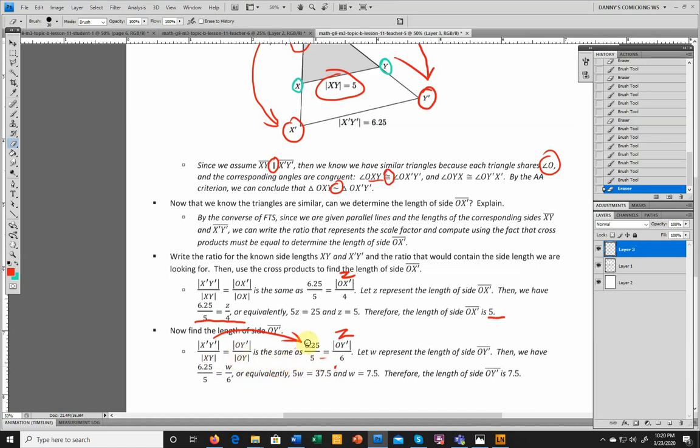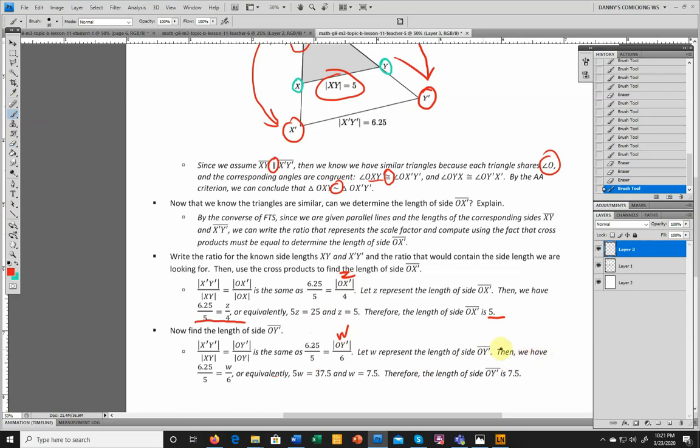So, let w represent the length of side OY prime. They said w, so we're going to do that instead of z, because it's a different value than z. Z is a totally different number. So we always use different letters to represent the different numbers that we don't know in a problem. Let w represent the length of side OY prime.